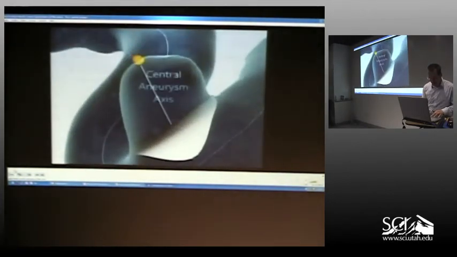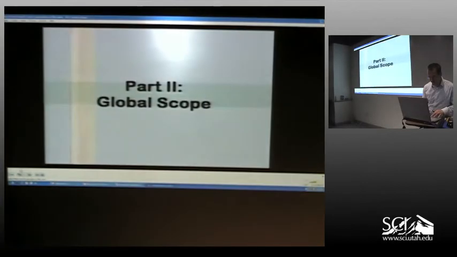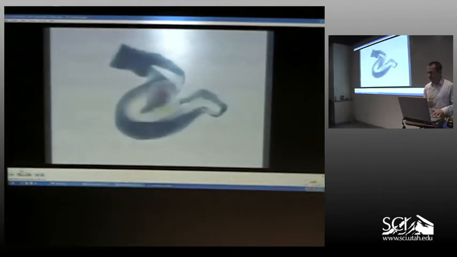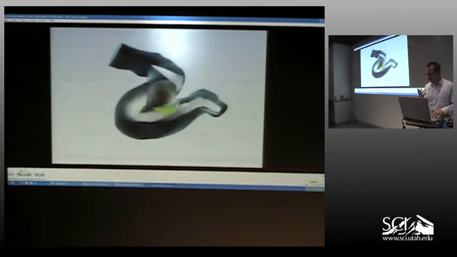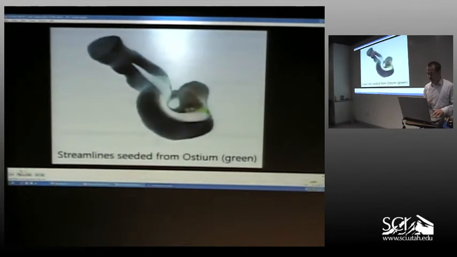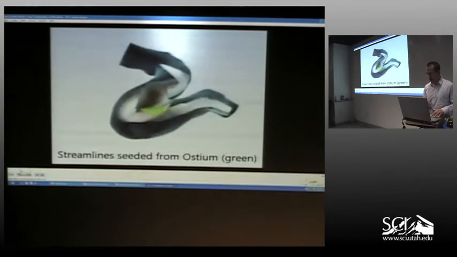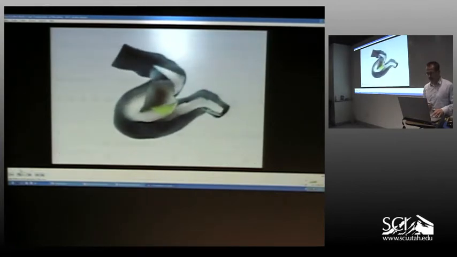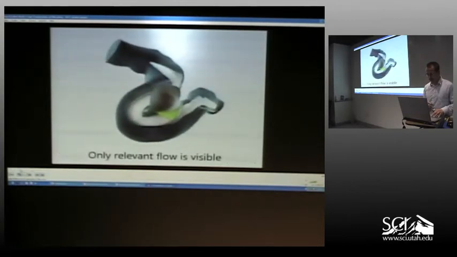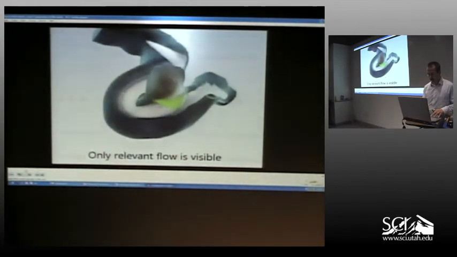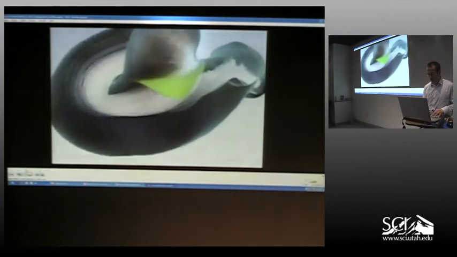Skip a bit. And the exploration is actually performed in different scopes, three different scopes, but in all cases the streamlines are seeded from the ostium plane, because that is important. So other flow features would simply be not drawn at all.